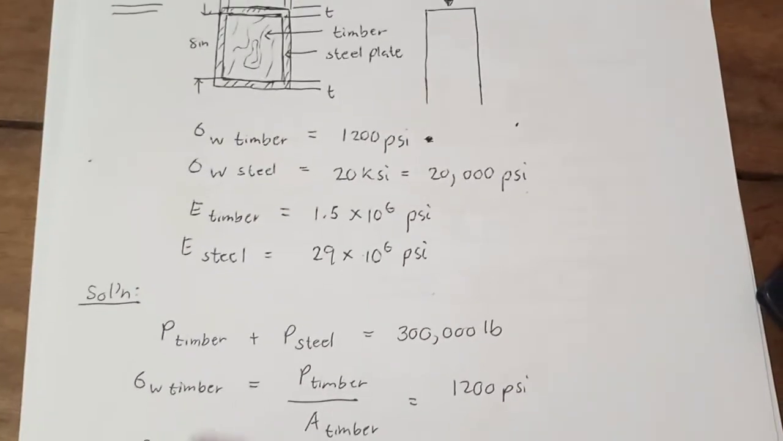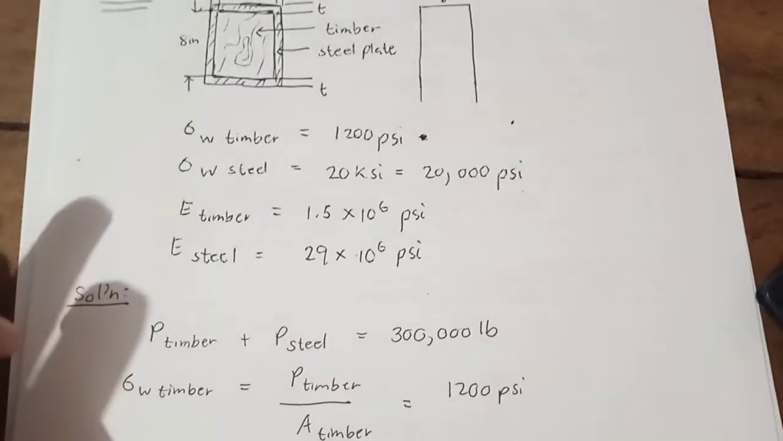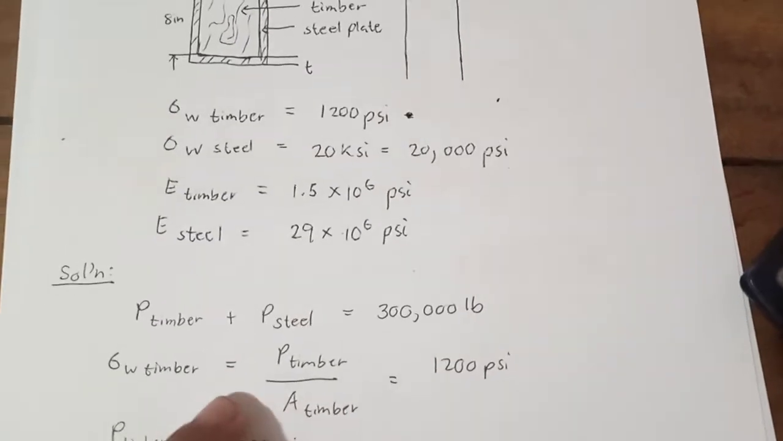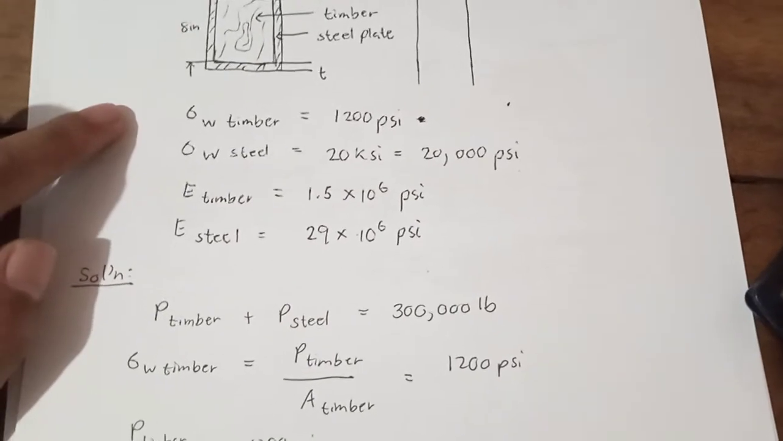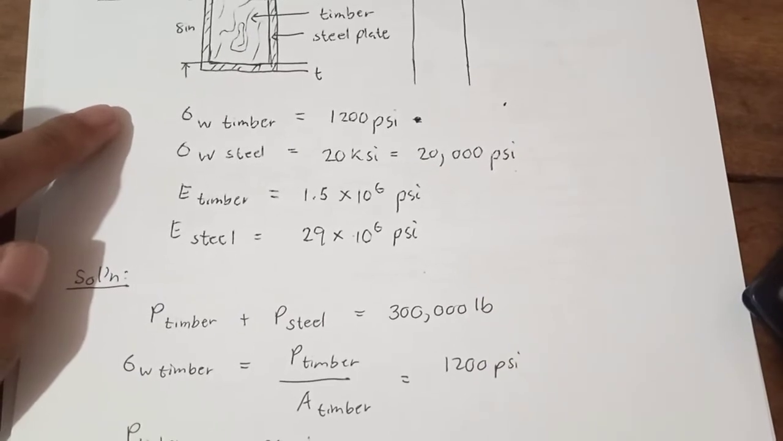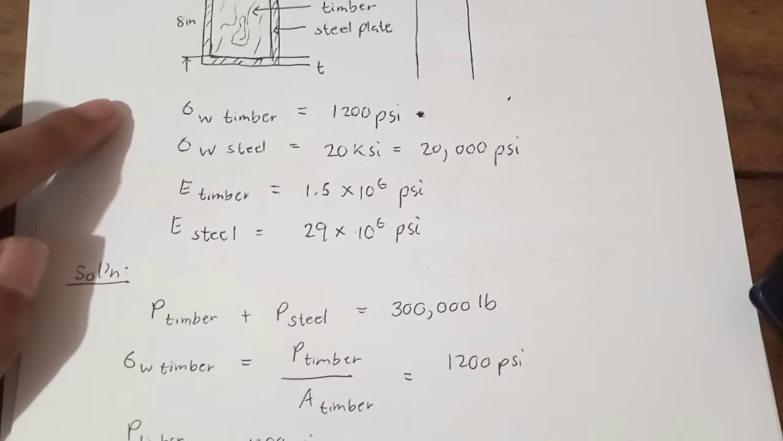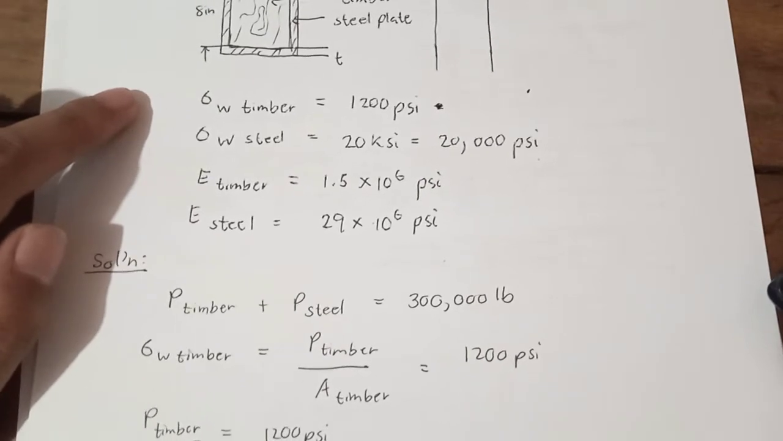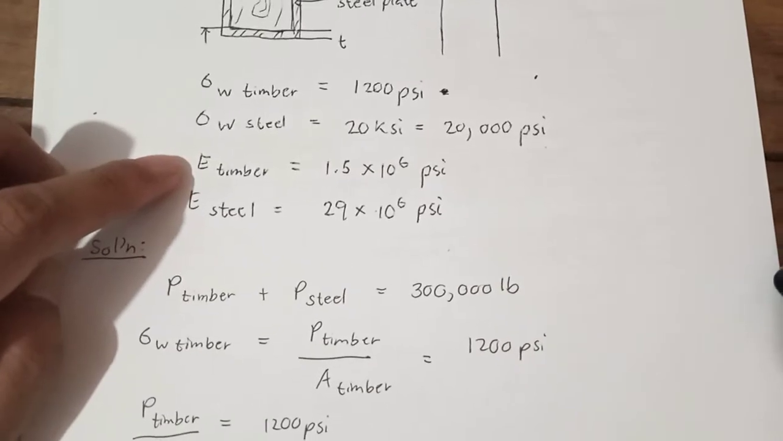Since there are given working stresses for timber and steel, we'll try to solve the possible values of P timber and P steel using the working stresses. But mind you that the P timber and P steel that we can compute are the maximum safe values of them, so not necessarily the actual answer. We will check if both of them are compatible with the deformation.